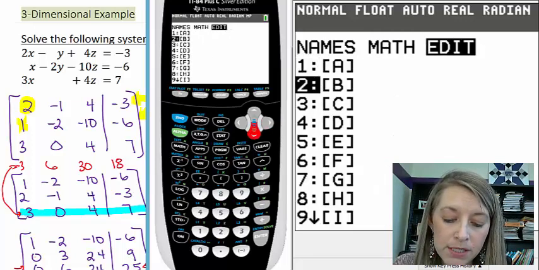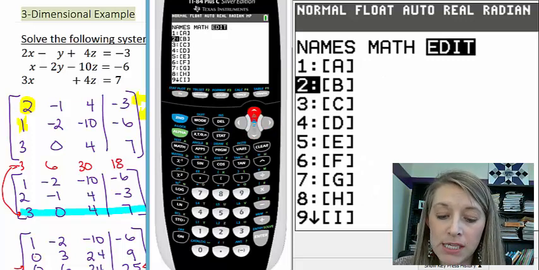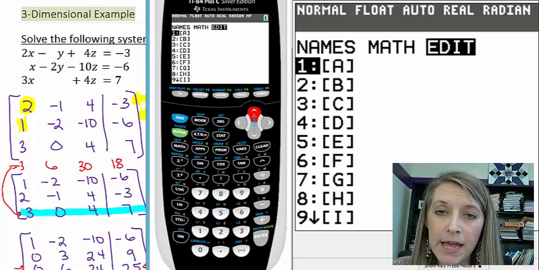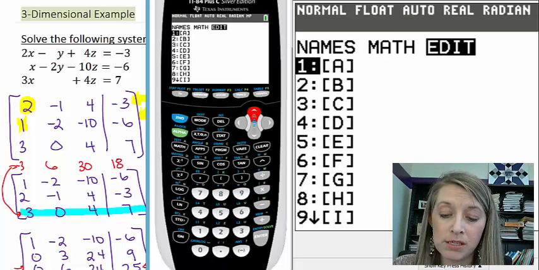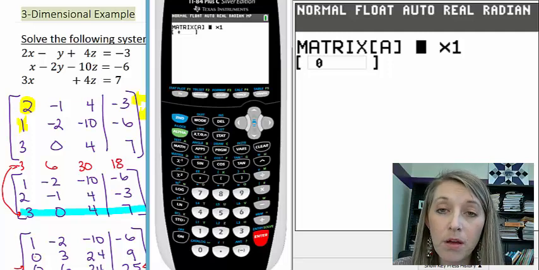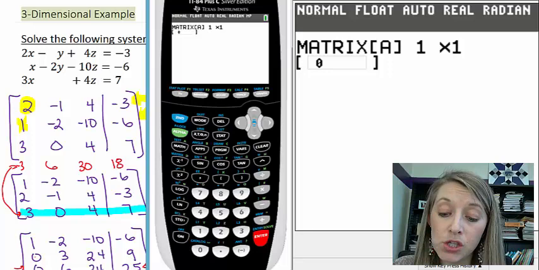Now, I can push up or down to select any matrix to edit. I'm just going to go ahead and use option 1, which is matrix A, just because it's the first option and it's easy to use. So I'm going to go ahead and hit enter to edit it. Okay, the first thing that you have to do is type in the dimensions of the matrix. Remember, that is the number of rows by the number of columns.